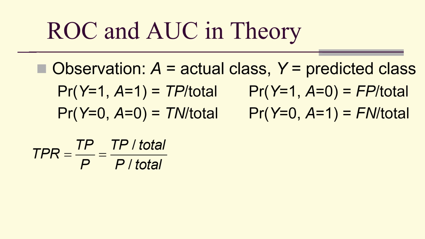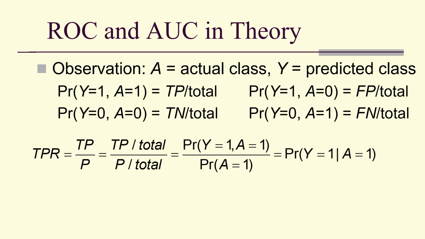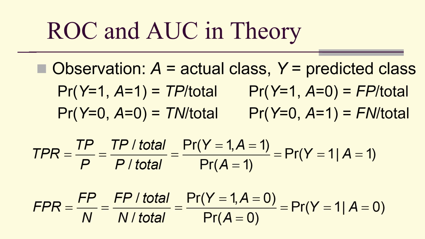So the true positive rate is the true positives over the total positives P. Therefore, it's the probability that Y is 1 and A is equal to 1 divided by the probability that A is equal to 1. That's actually what we would call a conditional probability: the probability that Y is 1 with the condition that it's actually 1. So the true positive rate is a conditional probability. Similarly, the false positive rate is a conditional probability. It's the probability that Y is equal to 1 given that the actual was 0.